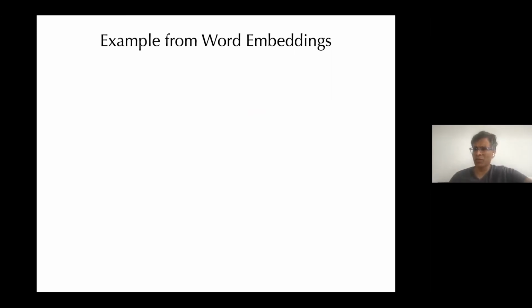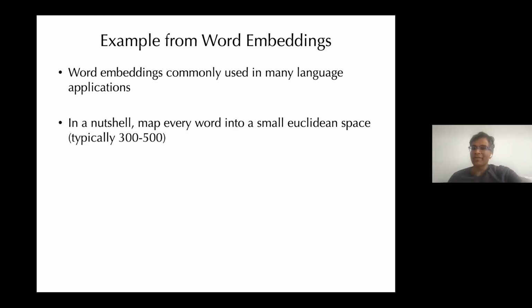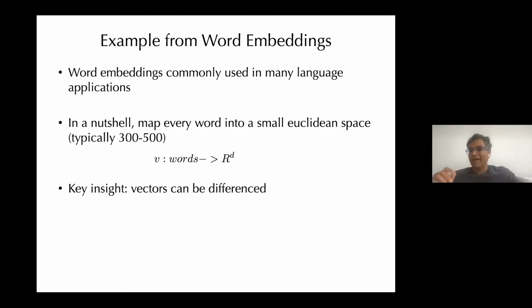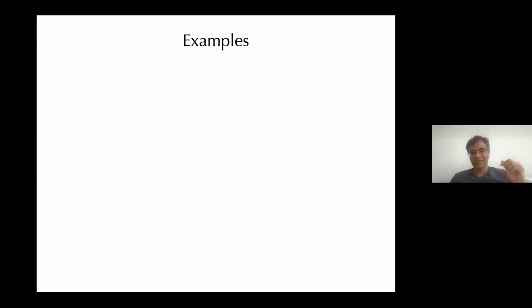This comes from the world of word embeddings. For those of you who don't know, word embeddings are a commonly used technique in natural language processing. In a nutshell, they take the space of all words and map it into a small geometric space, a Euclidean space, of 300 to 500 dimensions. Why this is interesting is that now you can think of each word as a vector. Vectors can be differenced, and those differences turn out to have meaning. So I'll explain what I mean.